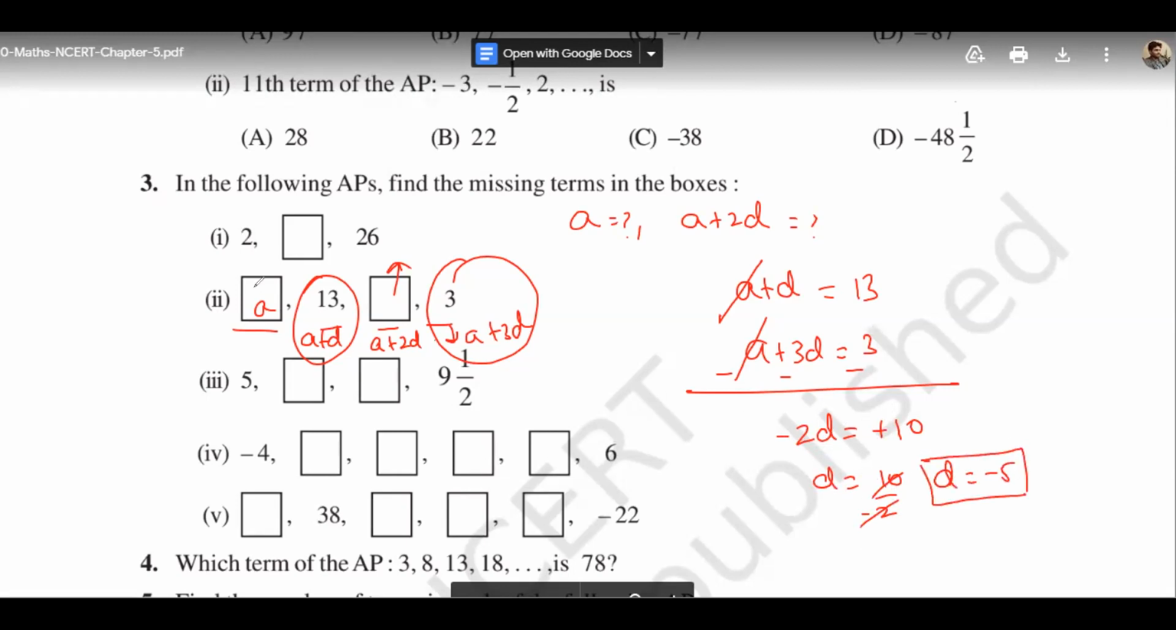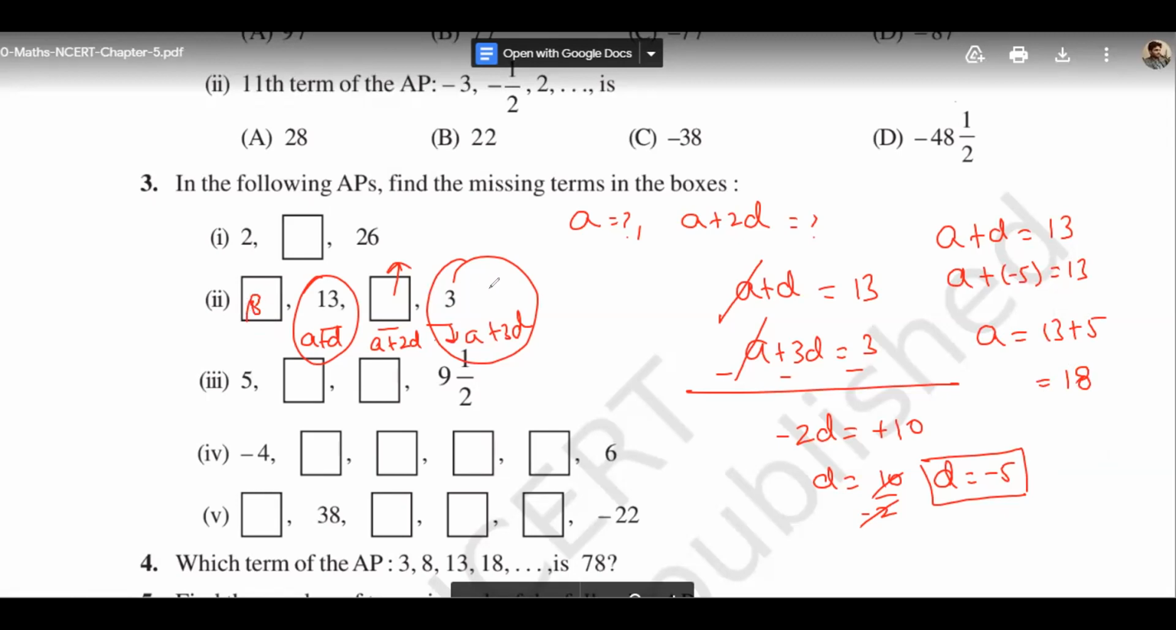Now putting the value of D in any one of the equations, you will be able to find out the value of A. So write A plus D is equal to 13 in this equation. Then put the value, A plus minus 5 is equal to 13. Then this goes to the other side, and you will find that A is equal to 13 plus 5. You will get 18. So here the first term is A, and that would be equivalent to 18.